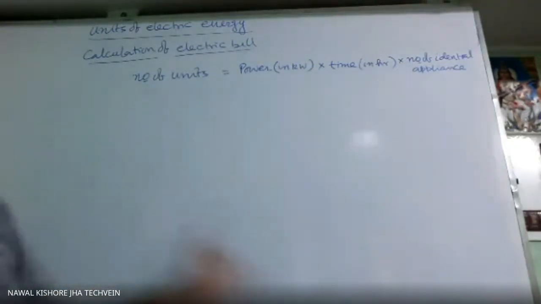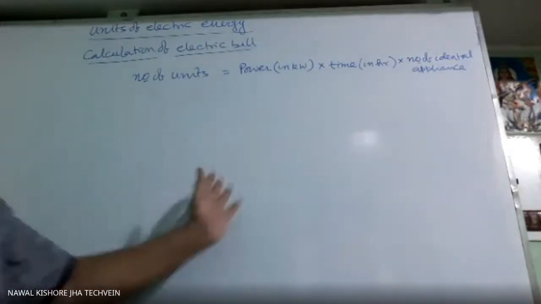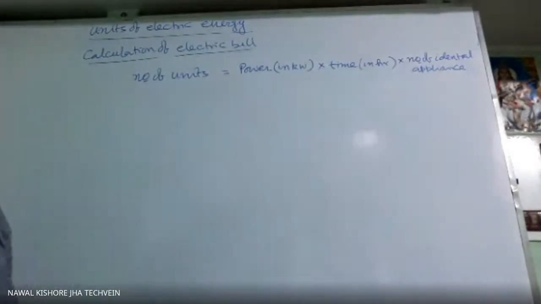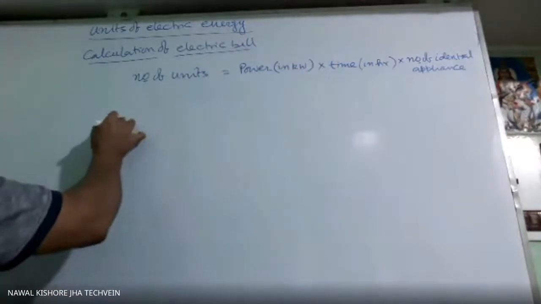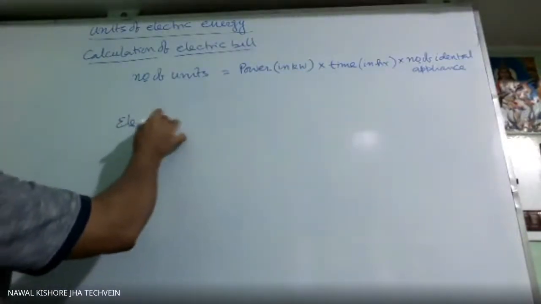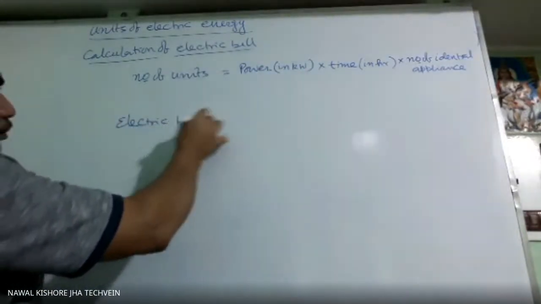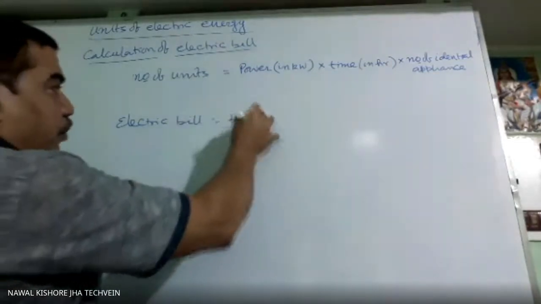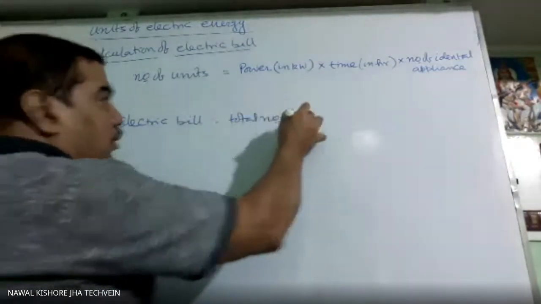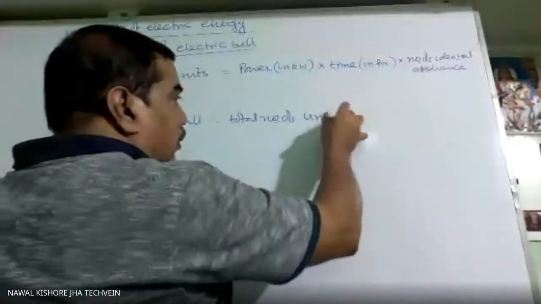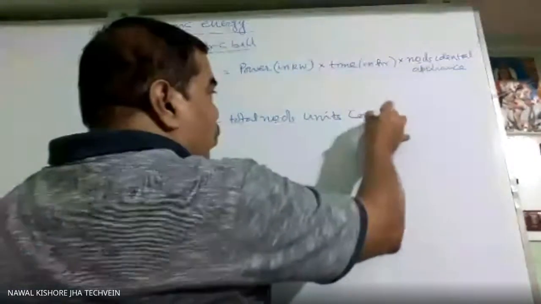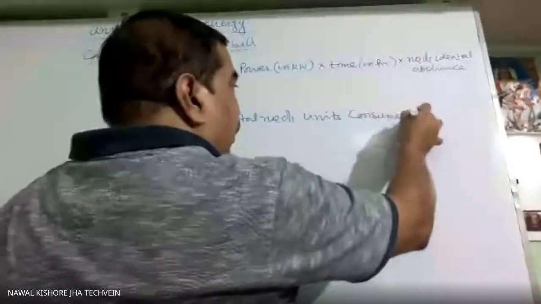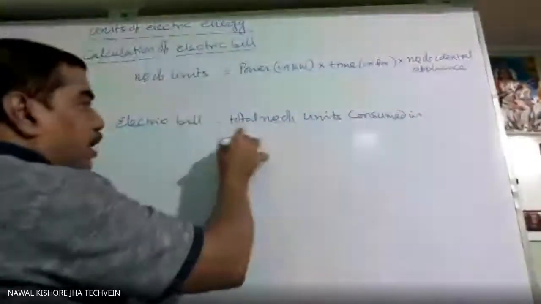Simply if it is given for 1 month, then you are free, you can take only 30 days. Find the bill for 1 week. That means we have to take 7 days. So what will be the electric bill? Total number of units consumed in that specified time.